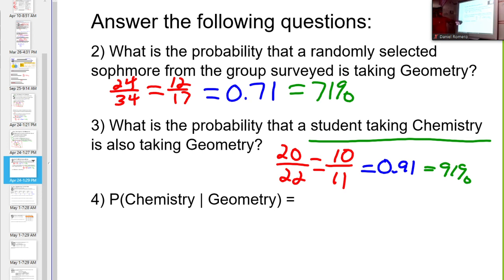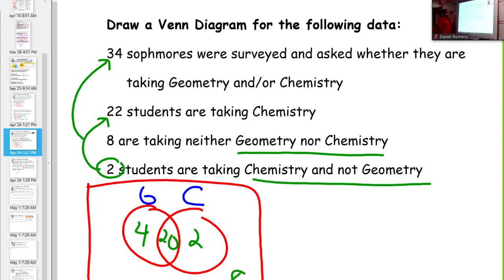Now here, this is important because this is terminology, so you have to understand this. What did I tell you already the P stands for? Probability. This bar stands for on the condition. What is the probability that somebody is taking chemistry on the condition that they're already taking geometry? That's going to limit our sample space now to only kids that are taking geometry. Which were, how many? 24. 24 are in the geometry circle.